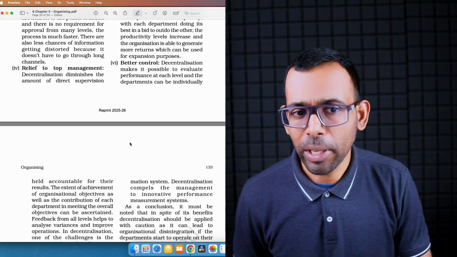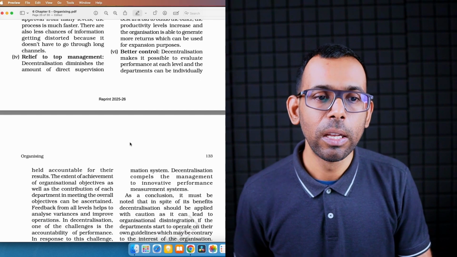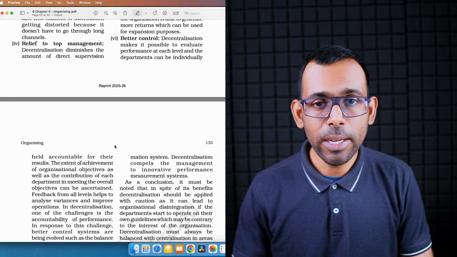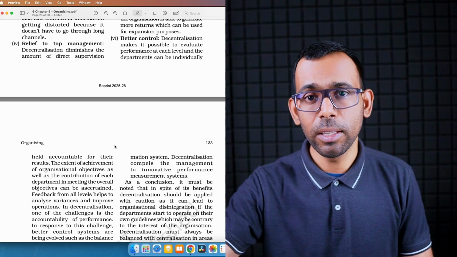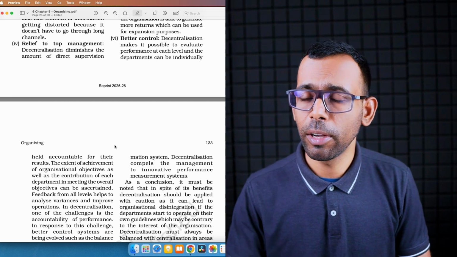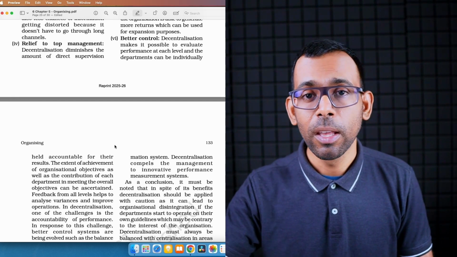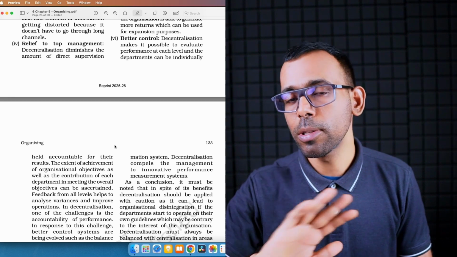I'm not quite okay with this point. I don't agree to this. Decentralization has all its advantages. It will make the subordinates take more initiative. It facilitates growth. It helps them take decisions quickly. All those advantages are there.